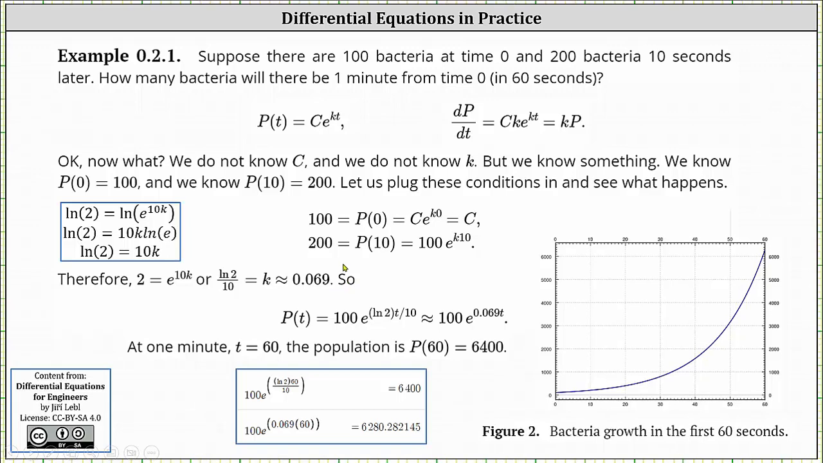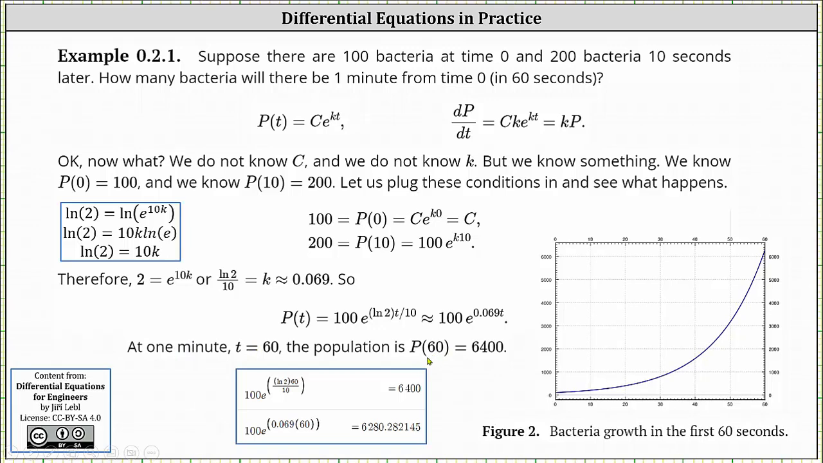So now we know that P of t is equal to 100 times e raised to the power of kt, which gives us the product of natural log 2 and t divided by 10 as the exponent. Or if we use a decimal approximation for natural log 2 divided by 10, we have P of t is approximately 100 times e to the power of 0.069t. And now we can determine how many bacteria after 1 minute or 60 seconds by determining P of 60.